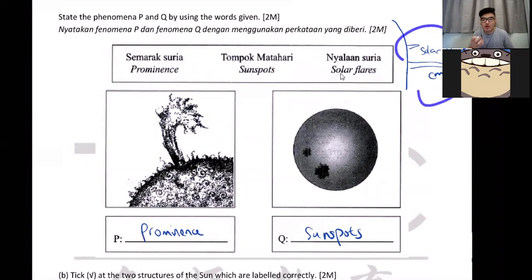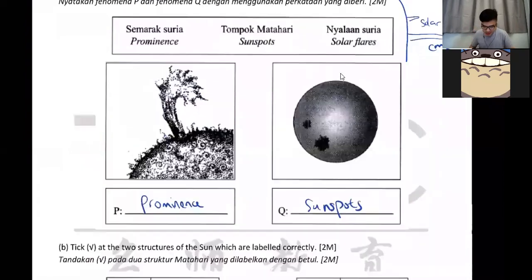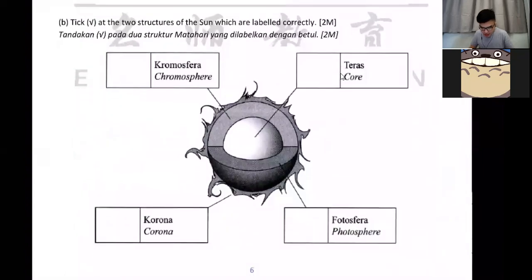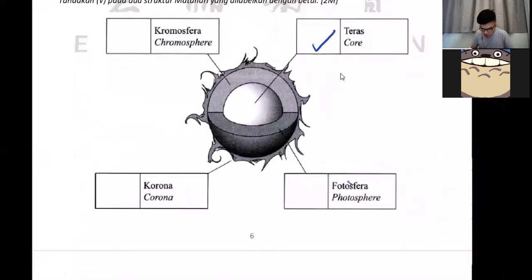These two, they will create interference inside our Earth. When they shoot into Earth, that's how we get aurora. Aurora is caused by solar flare and CME. Okay. Anyway, next. Take the tool structure which is labeled correctly. Core is correct. Okay, photosphere is wrong. No, this is not photosphere. And then chromosphere, this one is wrong also.